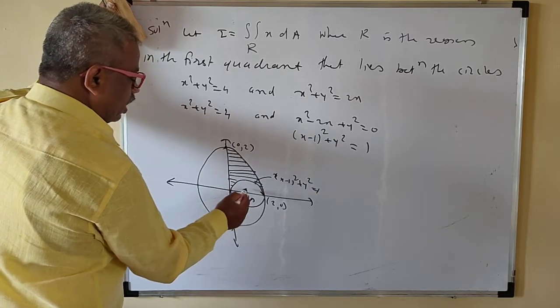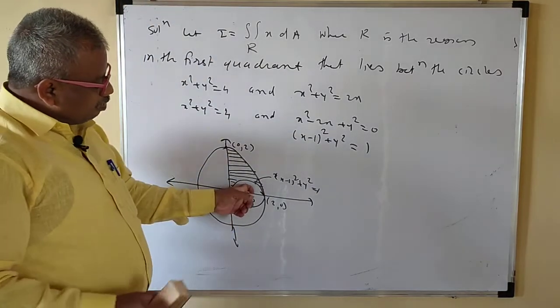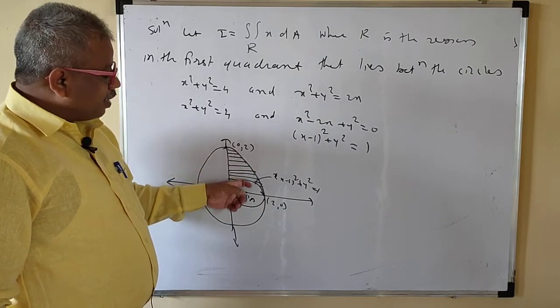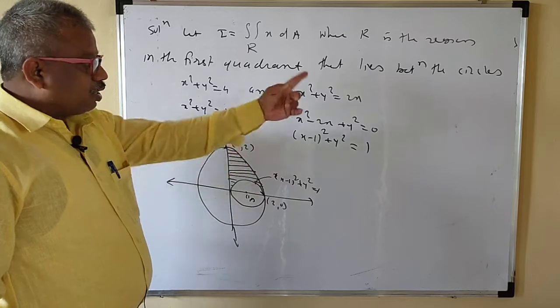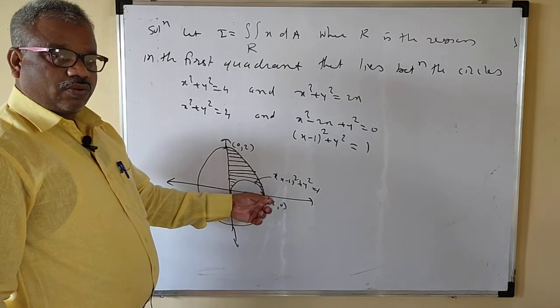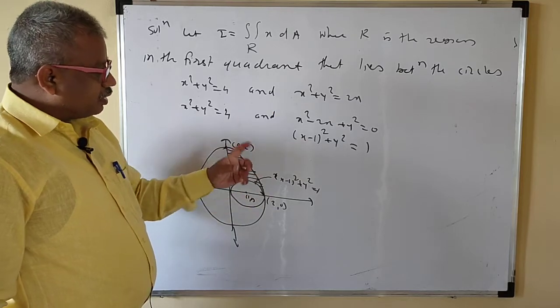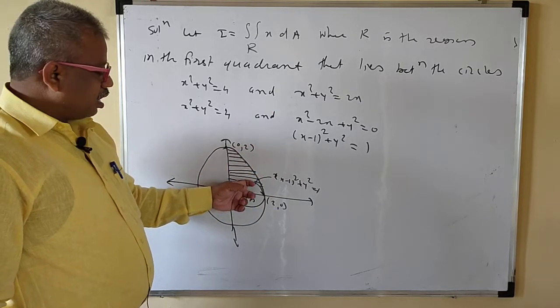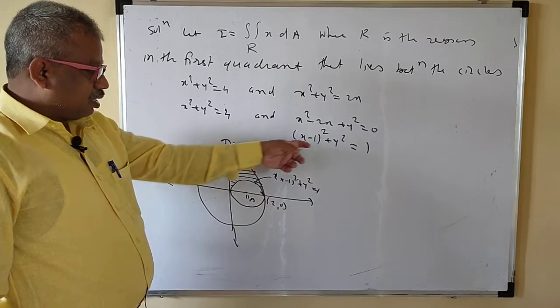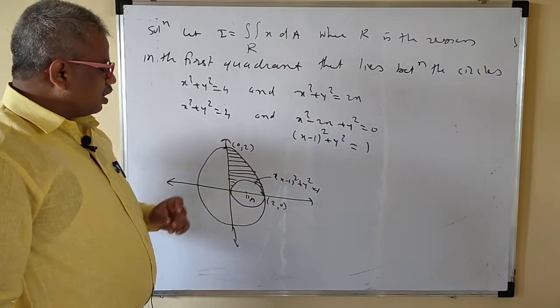Note that this is the region bounded by this circle and this circle only. The x-axis is not given as a boundary. If the x-axis were given along with the circle, then this would be your region. But this region is bounded only by the circle (x − 1)² + y² = 1 and the outer circle, so you have to take this.